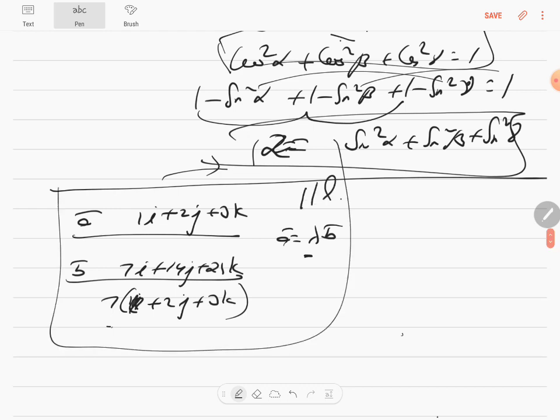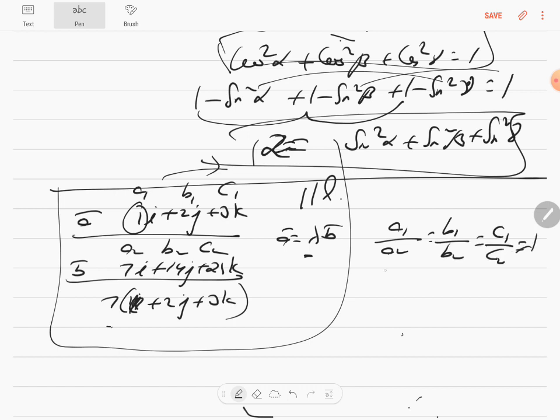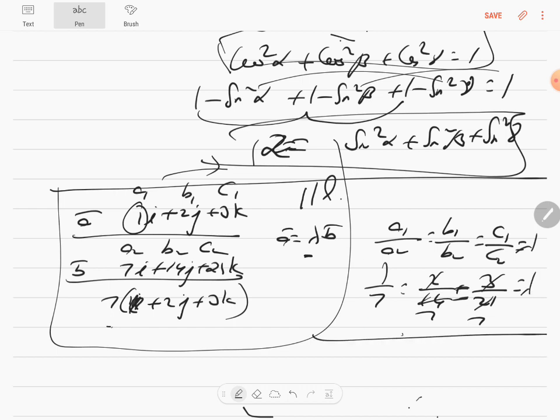This is in vector language. In layman's language, Cartesian language, let's call these coefficients A1, B1, C1, and the others A2, B2 and C2. In that case, you can also say A1 by A2 is equal to B1 by B2 is equal to C1 by C2 is equal to lambda. If you look at this, 1 by 7 is equal to 2 by 14 is equal to 3 by 21, which will always be 1 by 7, equal to lambda. So there are two ways of inferring that they are parallel. One is the vector is lambda times the other vector. Otherwise, the ratio of the coefficients is always a constant: A1 by A2 is equal to B1 by B2 is equal to C1 by C2 is equal to lambda is a condition for parallel vectors.